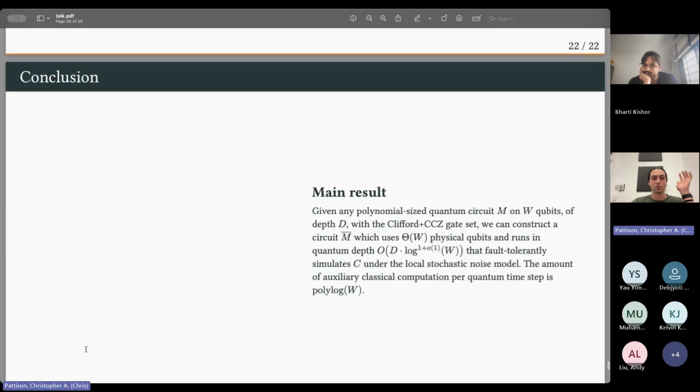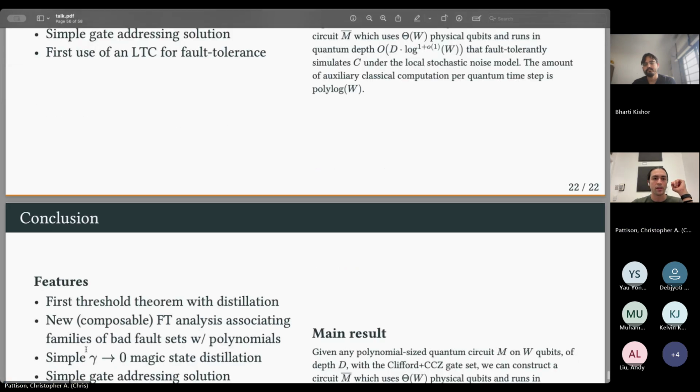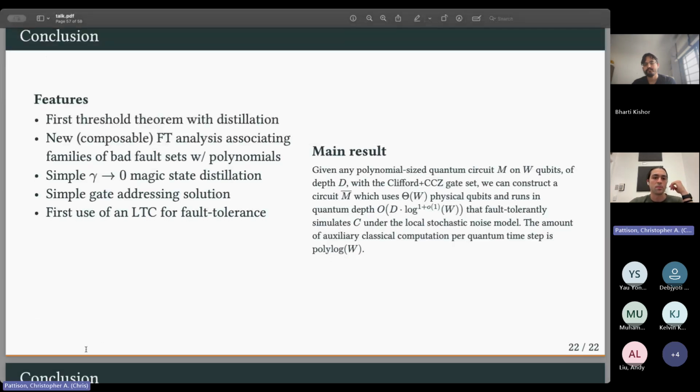So just to conclude, our main result is we can take this polynomial size quantum circuit. It doesn't have to be polynomial size, but let's keep it with that. And we're going to construct a new circuit that runs in slightly greater depth that fault tolerantly simulates the original circuit under roughly local noise. And the amount of classical computation that we're going to do is slightly super constant. That's just for convenience. This can be removed.